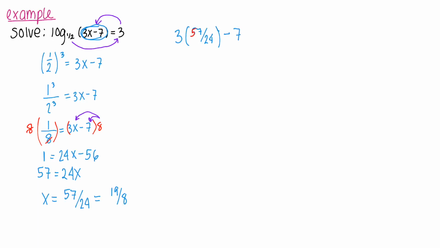Maybe I'll make this guy red to show that that's the number I plugged in. We want this number to be positive. If you plug it into your calculator, the number you get should be, I think it's exactly 0.125, which is positive. So we are A-okay. We can say 19 over 8 is our answer.